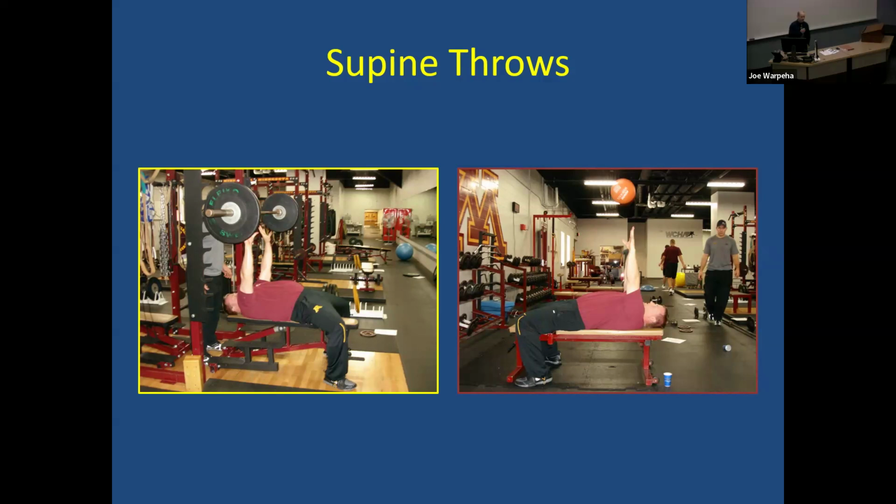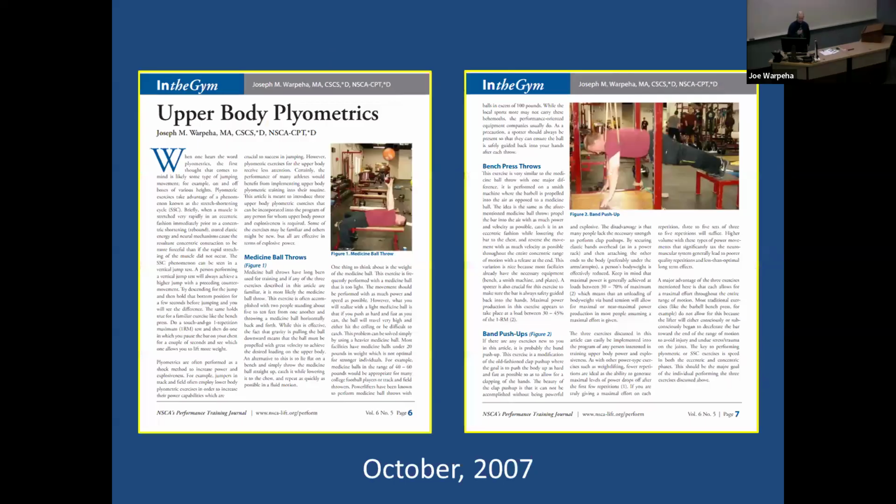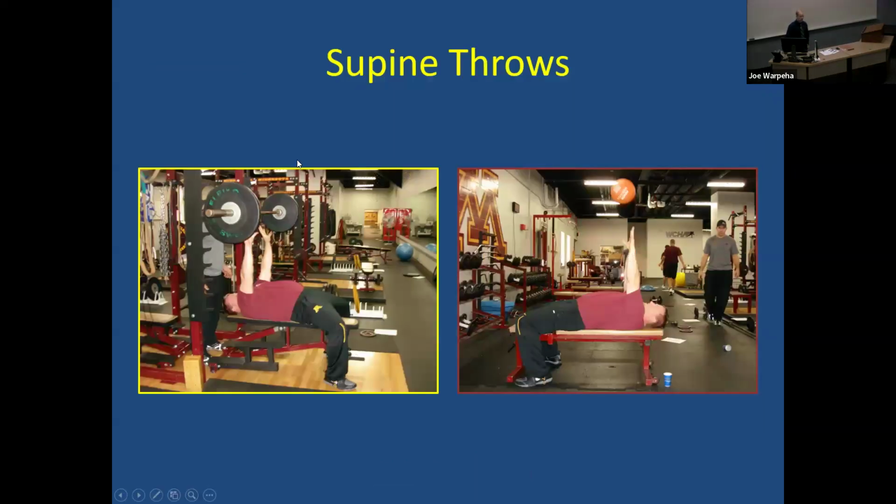And so I bring it up because I took these pictures. I'm like, okay, I like these. I'm using these for the article. And when I went to submit the article, this was 2007, National Strength and Conditioning Association's Performance Training Journal. At that time, I was a regular columnist. Every issue I wrote a different article for my column. This was one of them, and I sent it in with those pictures, and they said, "We are not publishing this picture right here of that barbell bench press throw."